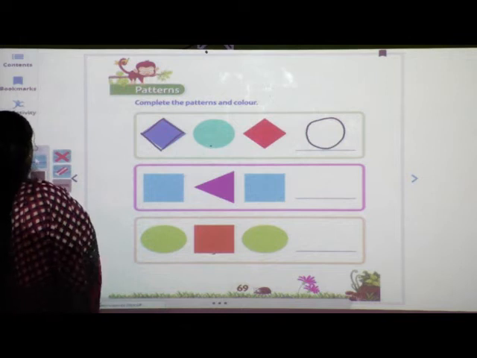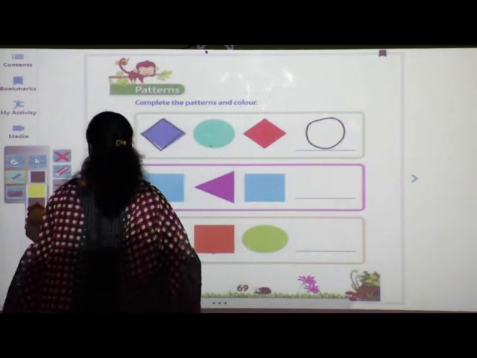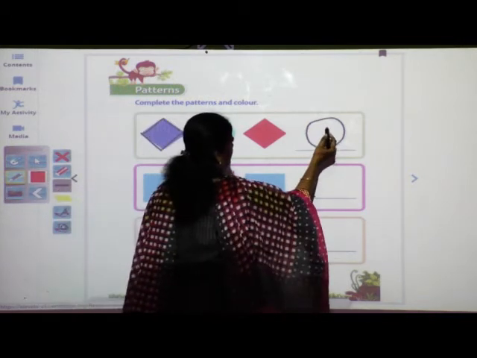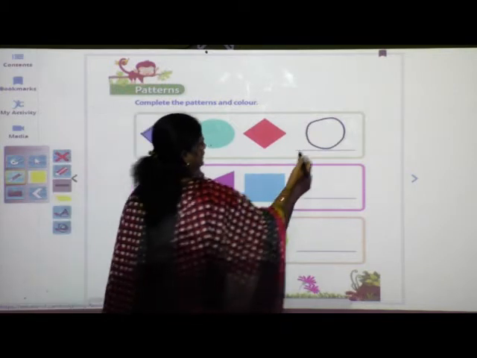I will give red color. Sorry, I will give yellow color. You give whichever you want. Okay.